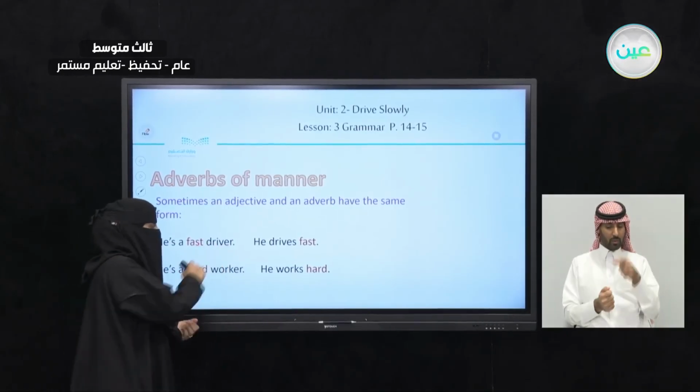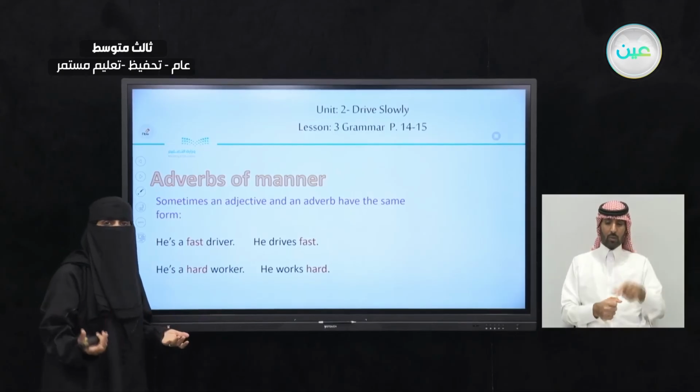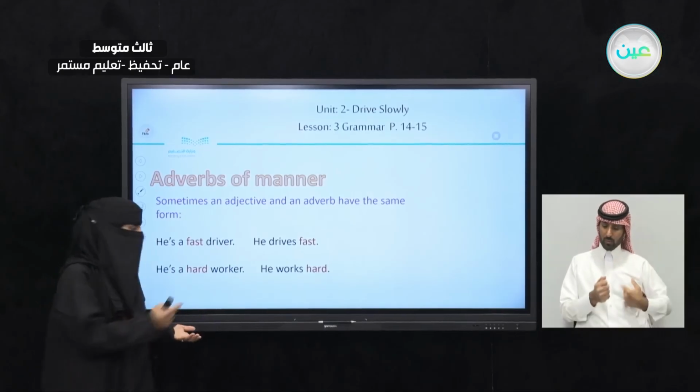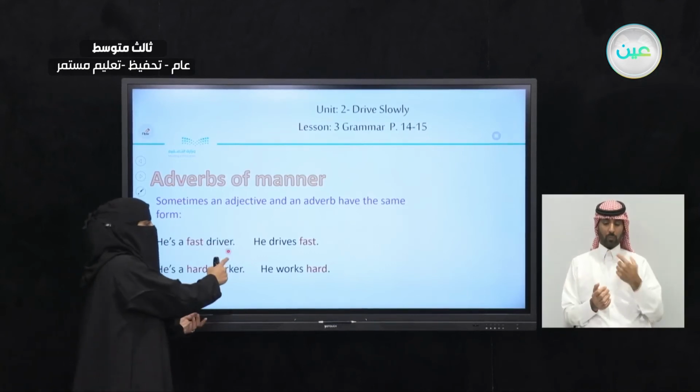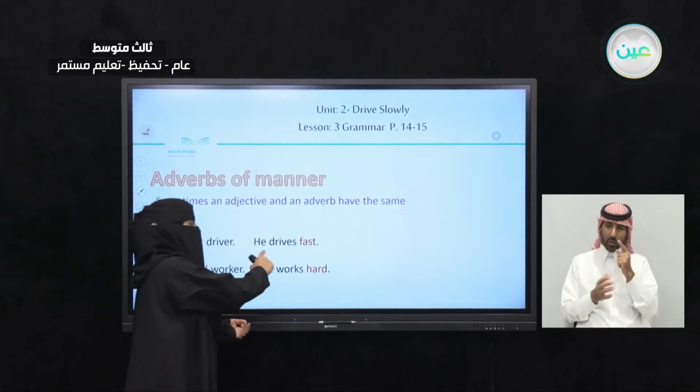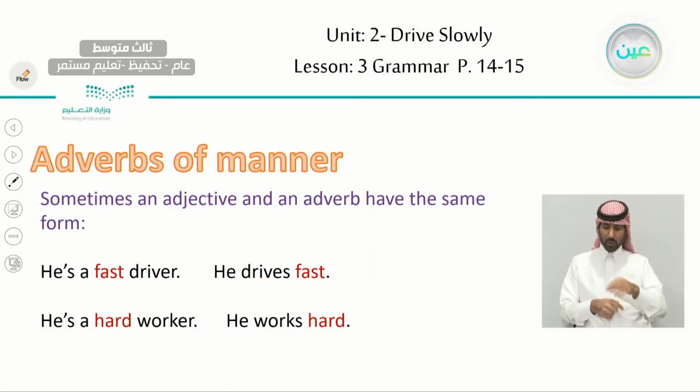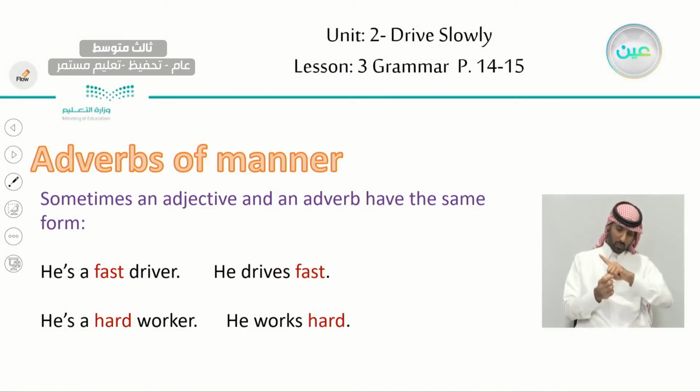Fast, we are describing the driver. Driver, is it a noun or a verb? It's a noun. So here, it's an adjective. Here, it's an adjective. What about here? He drives fast. Fast here is describing drives, which is an action. So here, it's an adverb. But we didn't add anything when it's an adjective and when it is an adverb. We don't change the form.